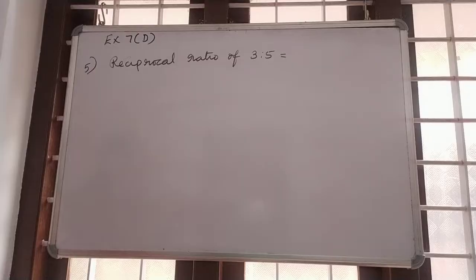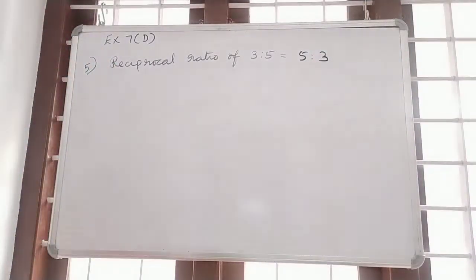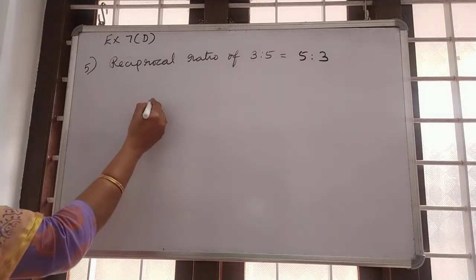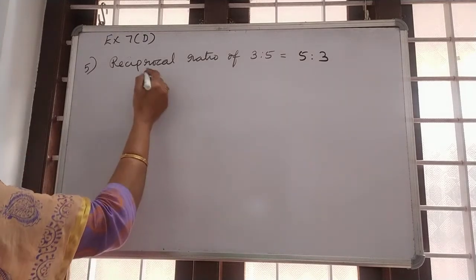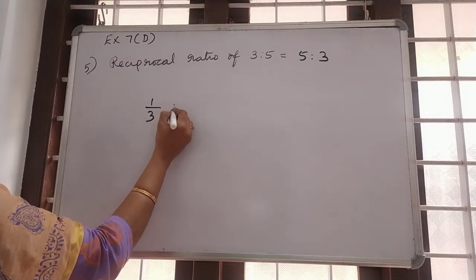Okay. Next is reciprocal ratio of 3 is to 5. That we can do directly. That is 3 is to 5, reciprocal ratio is what? 5 is to 3. Okay. So how it is coming? Reciprocal ratio is what? 1 by 3 is to 1 by 5. Reciprocal ratio of 3 is to 5 is what? 1 by 3 is to 1 by 5.